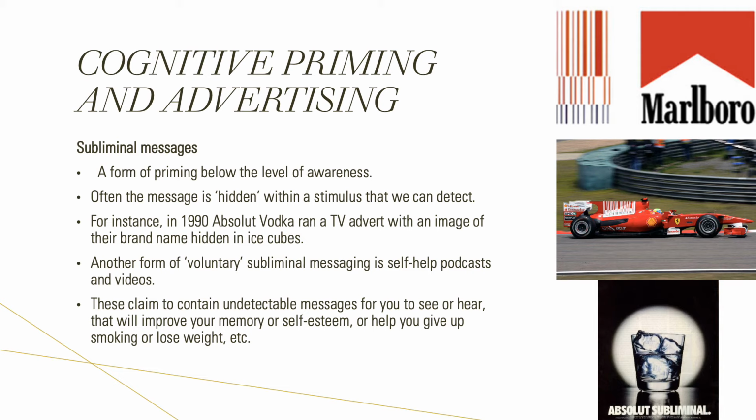Another example that I found is the Marlboro. So Marlboro is a brand of cigarettes, and when cigarette brands were no longer able to advertise, obviously because of the damaging effects of smoking, they found very clever ways to advertise their products. So you can see the racing car has the barcodes on it. That was actually advertising Marlboro, but it was a subliminal message because we're not aware that we're being advertised cigarettes.